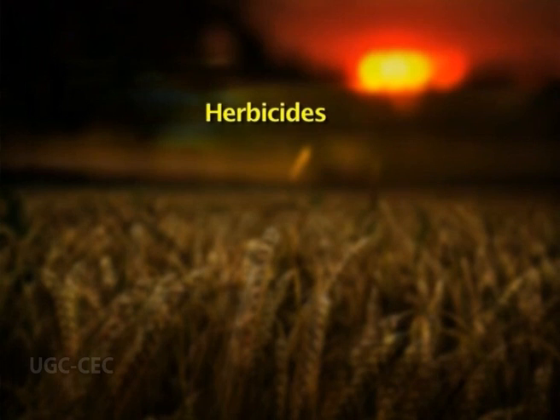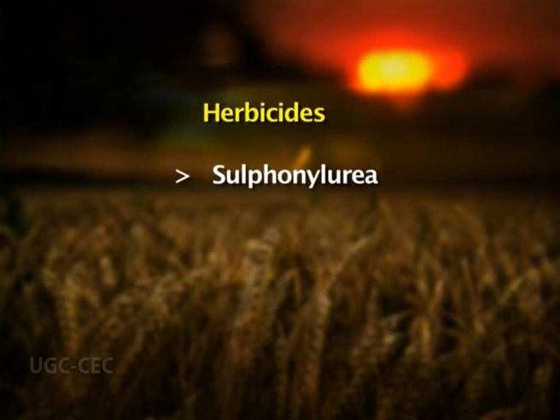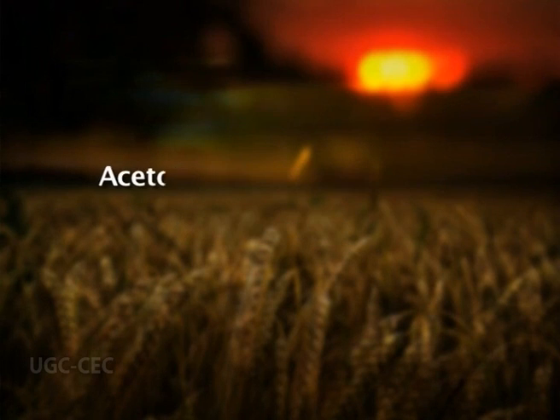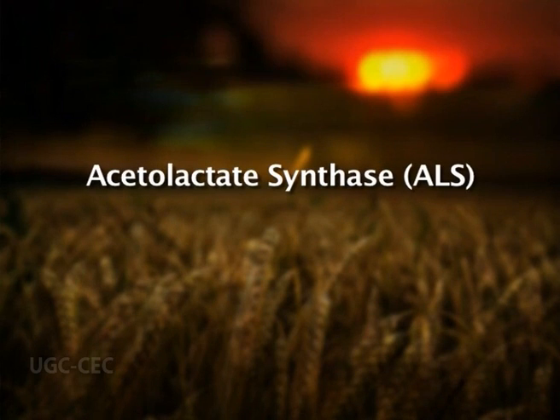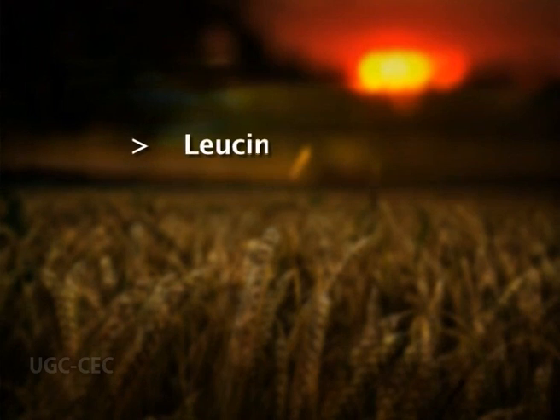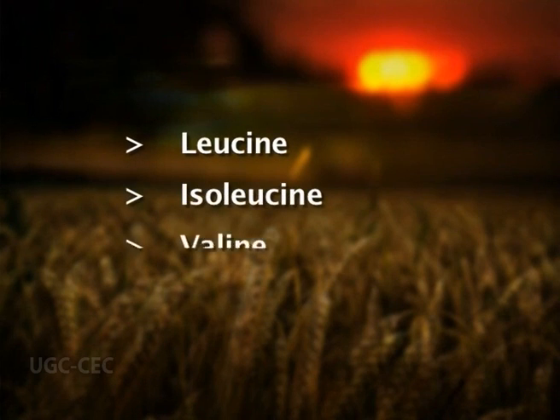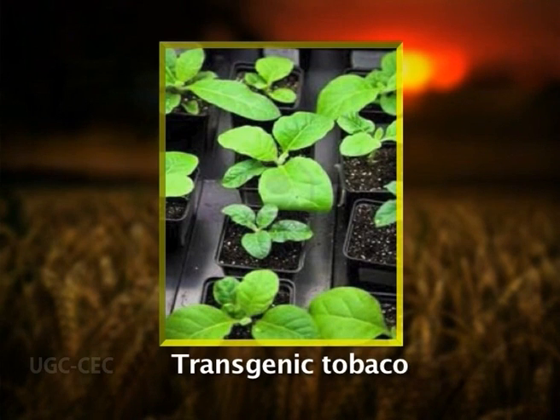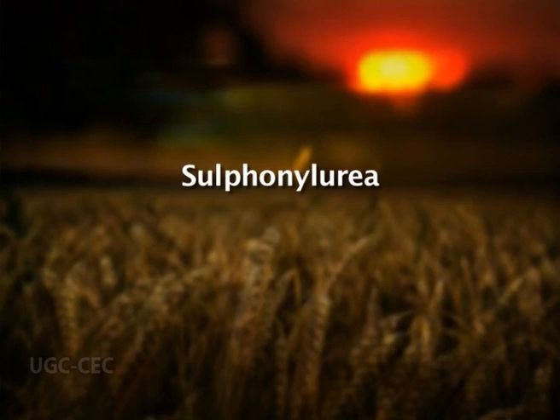Resistance was achieved through overproduction of this enzyme. Number 2, herbicides like sulfonylurea and imidazoline target the enzyme acetolactate synthase, which is involved in the biosynthesis of amino acids like leucine, isoleucine and valine. Transgenic tobacco plants expressing a mutant form of the acetolactate synthase gene have been produced, which is resistant to sulfonylurea.